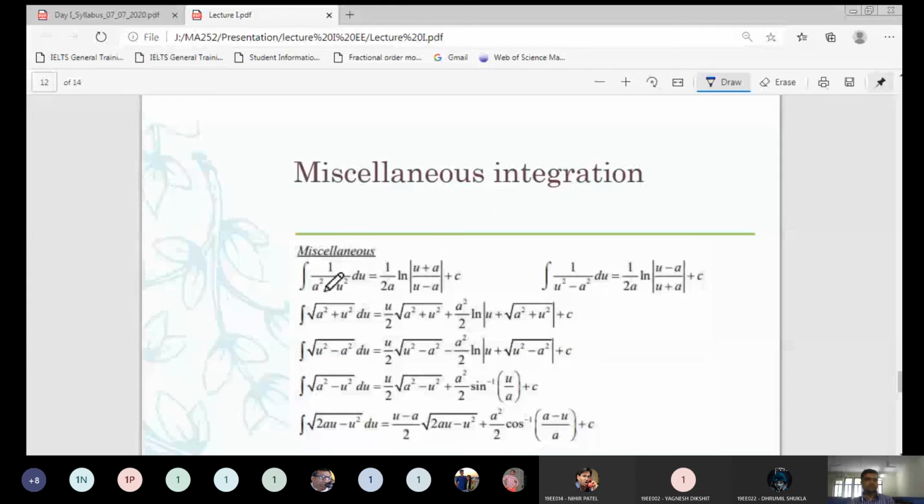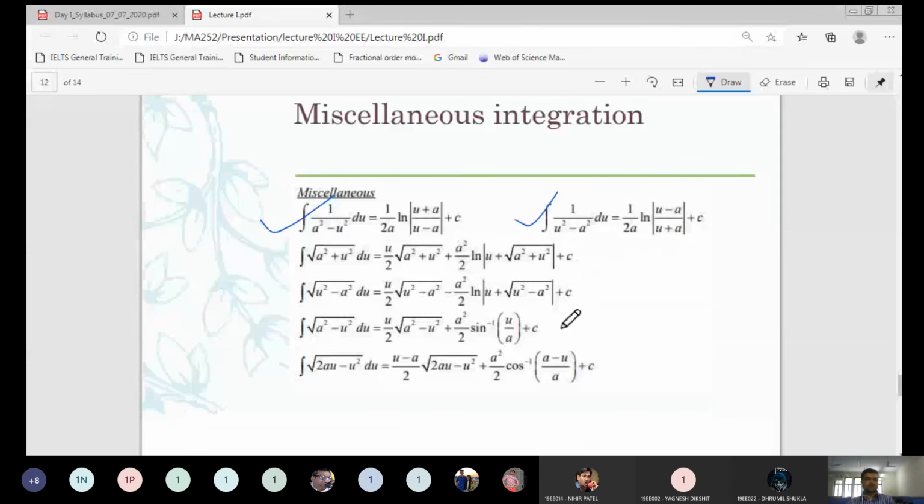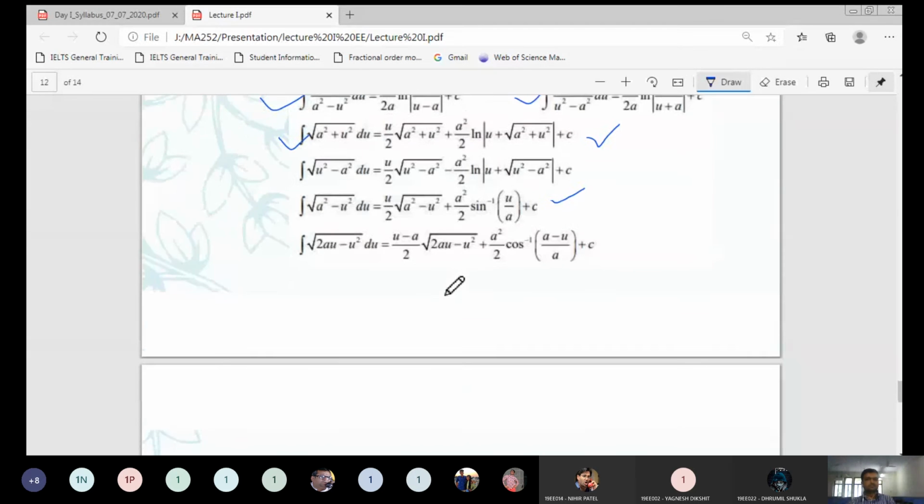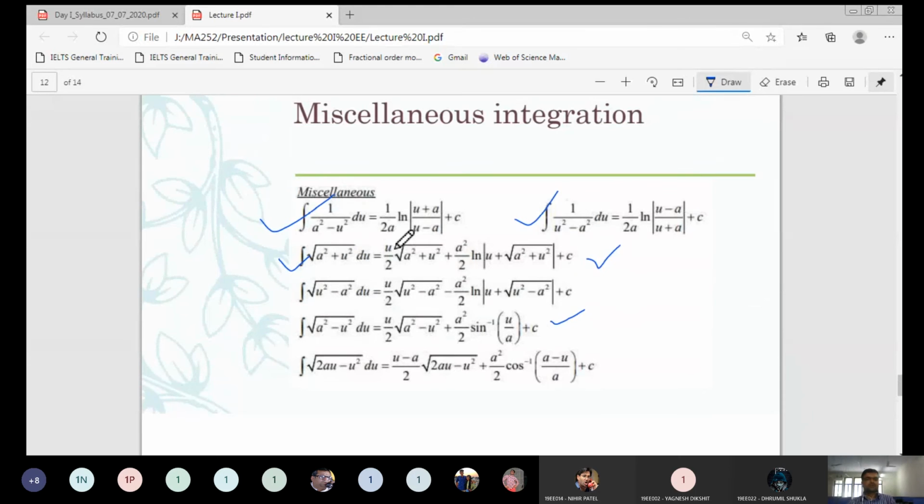That means integration of 1 upon a square minus u square du is equal to 1 upon 2a ln (u plus a) upon (u minus a). This will be useful. 1 upon u square minus a square, this will also be useful. Integration of square root of a square plus u square du is u by 2 square root a square plus u square plus a square by 2 ln u plus square root a square plus u square plus c. I already used this in second semester. This will also be used in second semester. Okay, these are the miscellaneous integrations. Any doubt in this slide?